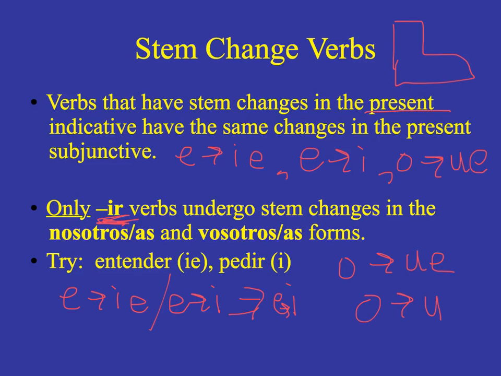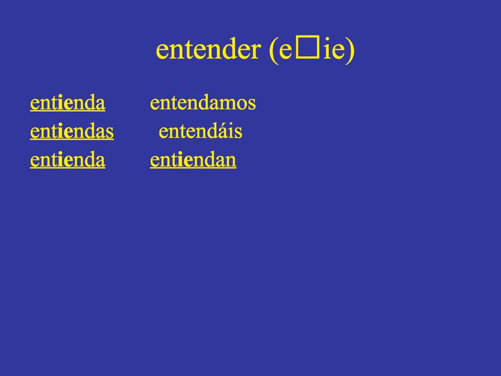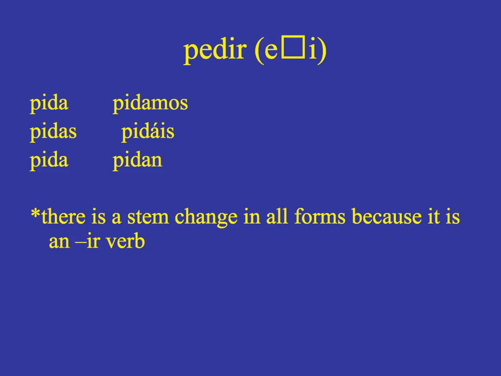Okay, so go ahead and conjugate entender and pedir. Notice pedir is an IR verb. Entender, we can see the boot formation here. E to IE: entienda, entiendas, entienda, entendamos, entendáis, entiendan. So stem changing only in the boot because it's an ER verb. Pedir is an IR verb, so it's going to have changes in all six forms. It's an E to I, so it's an E to I in all forms: pida, pidas, pida, pidamos, pidáis, pidan.